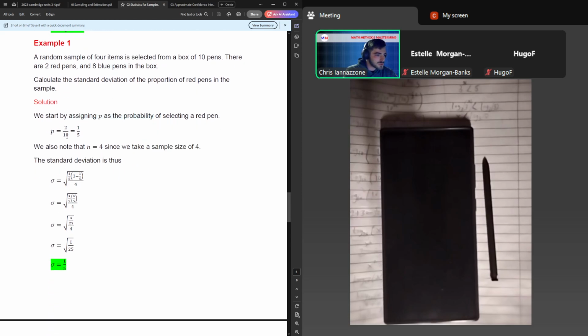So first things first, figure out what P is. If it's a proportion of red pens, then P is going to be the probability of hitting a red pen, of which there are 2 out of a total of 10. P is going to be a fifth.